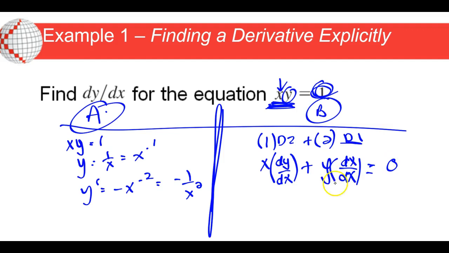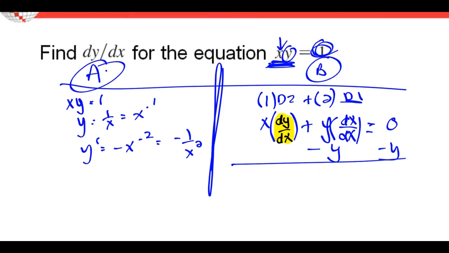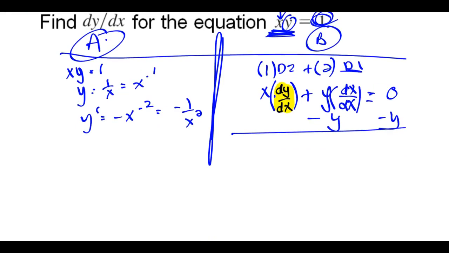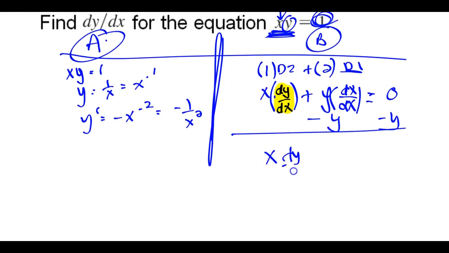Let me back that up and try it again. This is what we want to solve for, dy dx. We want to get that all by itself. So I'm going to subtract off the y from both sides, and x dy dx is equal to negative y, and then if I divide through by x, I'll have the answer.